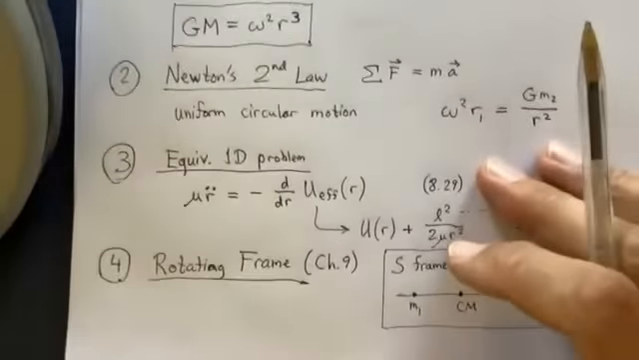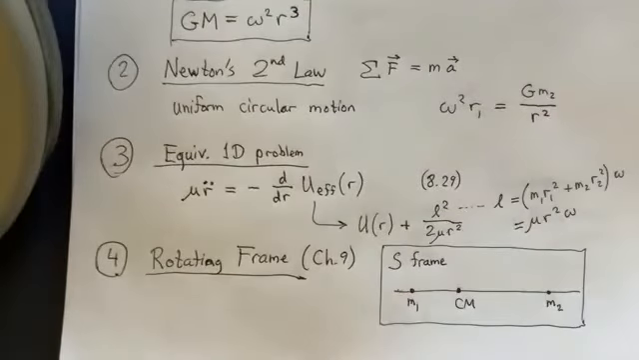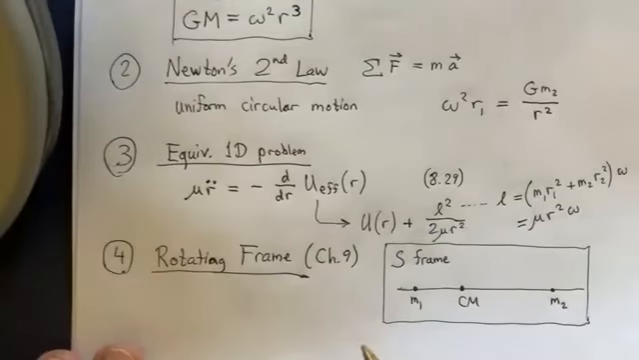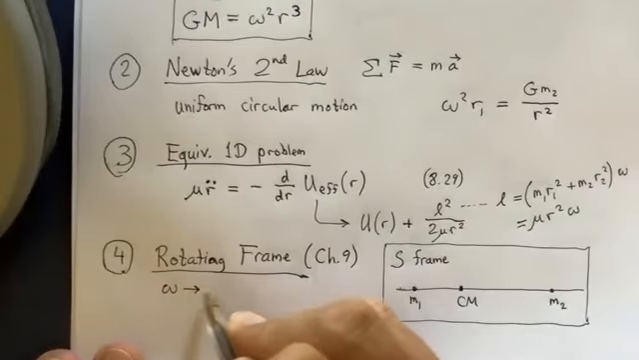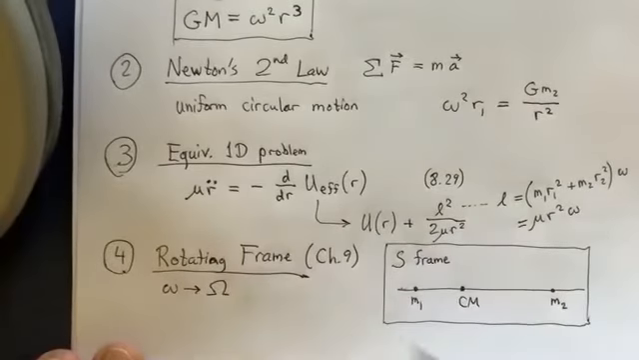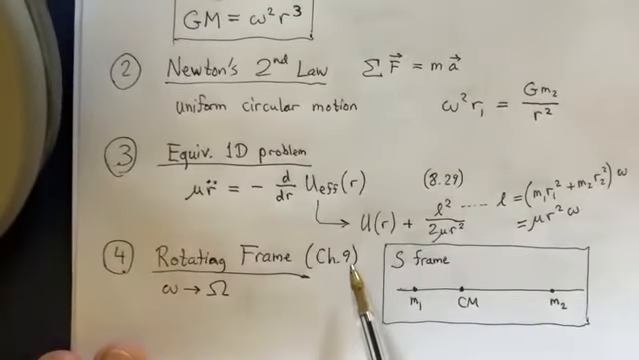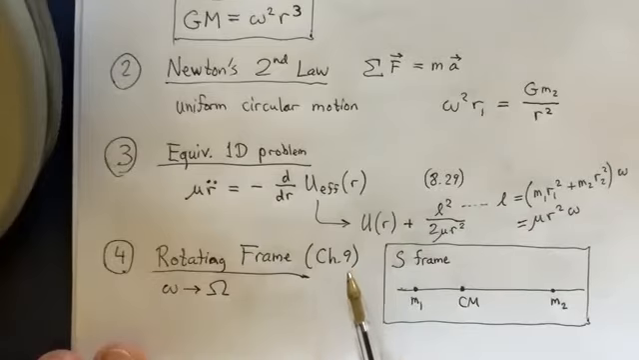Now in chapter 9, we like to use capital omega for the angular velocity of the S frame relative to an inertial frame. Okay, so if we're going to use results from chapter 9, then we need to look at chapter 9 and what we called omega before. Now we're going to call that capital omega.